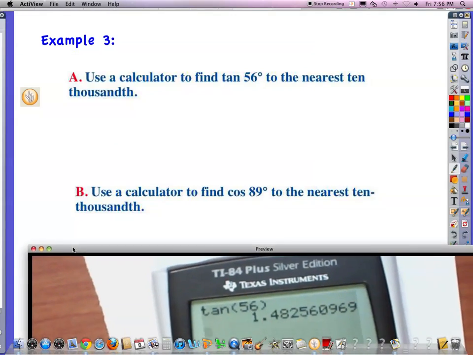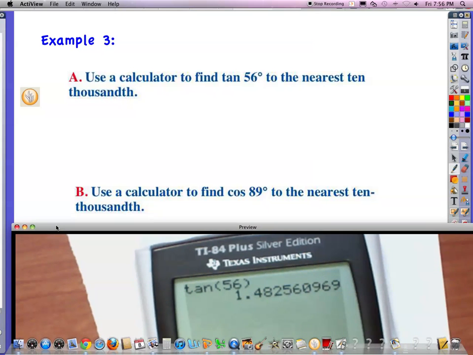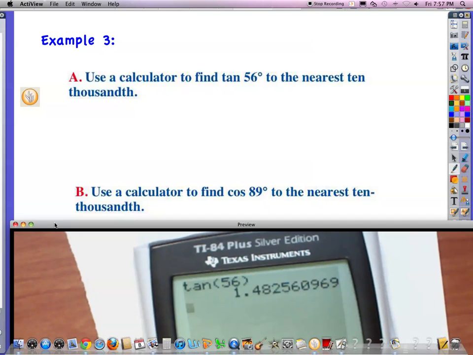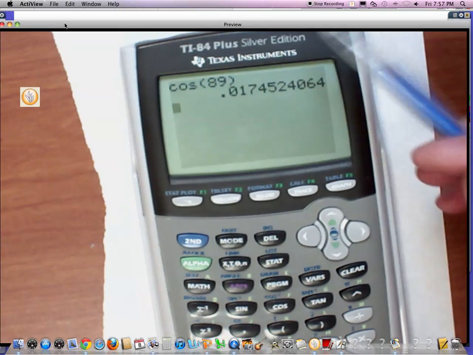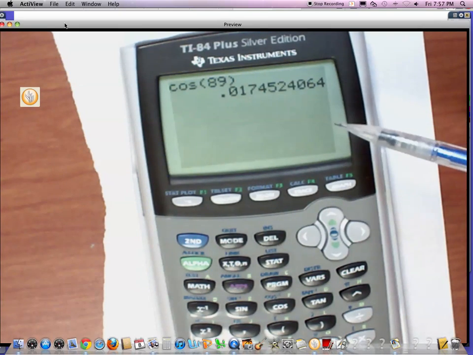Okay, my next question is use a calculator to find cosine of 89 degrees. So we're going to press cosine, one of the 3 buttons, of 89 degrees. Make sure your calculator is set on that mode of degree. All right, cosine of 89, and it's set to the nearest 10,000th again.